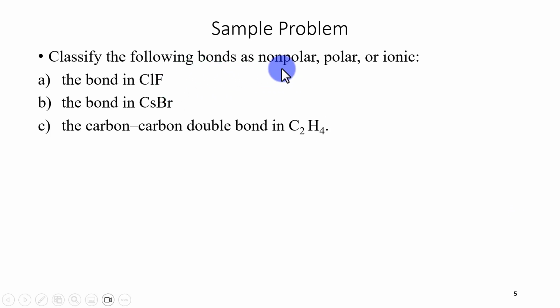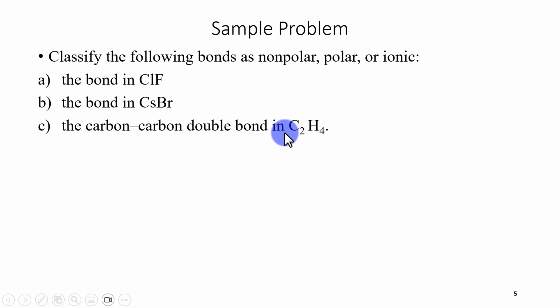Classify the following bonds as nonpolar, polar, or ionic. And I'm going to do C for you. The carbon-carbon double bond in C2H4. So in these 2 molecules here, you have a diatomic molecule. So there's only 2 atoms, but here there's more. When we have these types of molecules that are polyatomic, they have multiple atoms, you will be specified a particular bond. So in this case, I'm looking at a carbon-carbon double bond.